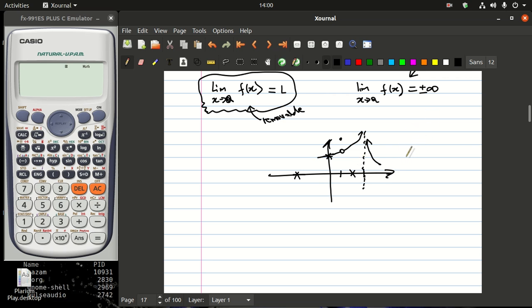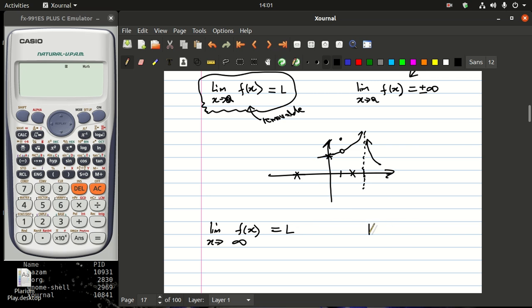That is why now we want to find out what is the meaning of the limit as x approaches positive infinity, or simply infinity, of f of x. What do we mean by this?